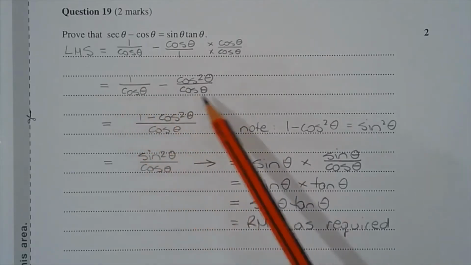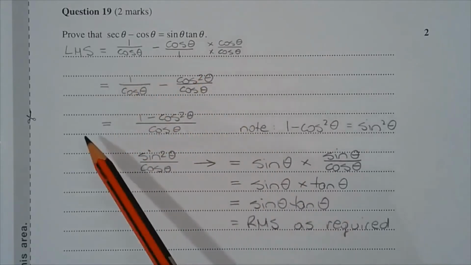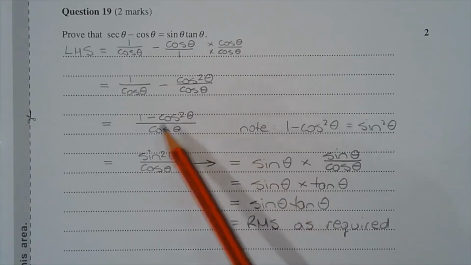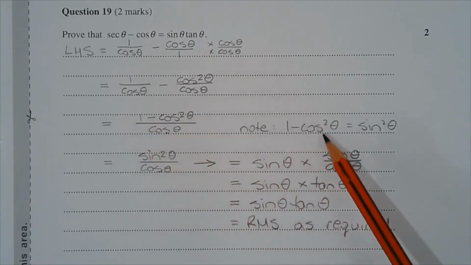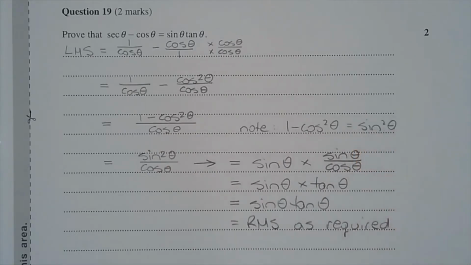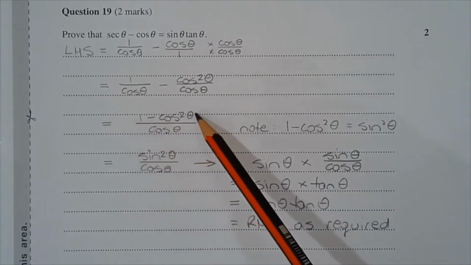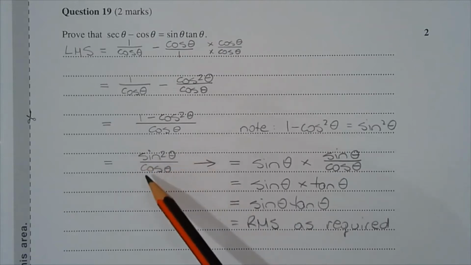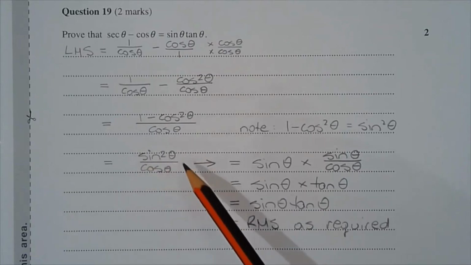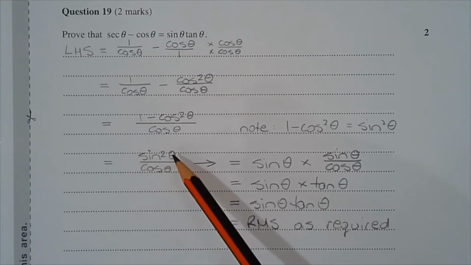Because we have common denominators, the numerators can be combined, so that equals 1 minus cos squared theta over cos theta. And taking note here that 1 minus cos squared theta is equal to sine squared theta. So that's one of the Pythagorean identities. So 1 minus cos squared theta can be expressed in terms of sine squared theta, so that equals sine squared theta over cos theta.